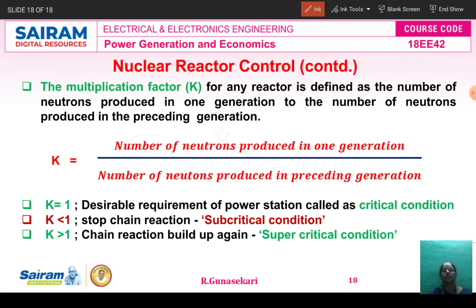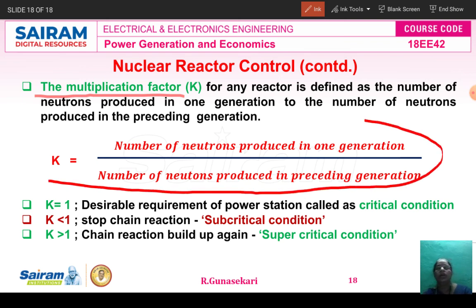What is the definition of the multiplication factor for any nuclear reactor? The multiplication factor K is defined as the ratio of the number of neutrons produced in one generation to the number of neutrons produced in the preceding generation. This is the definition of the multiplication factor, which is represented by K.